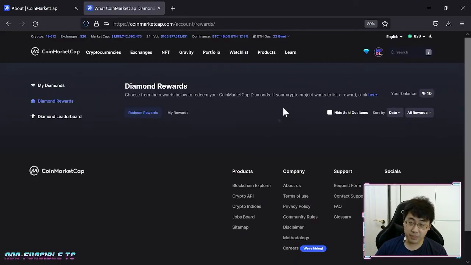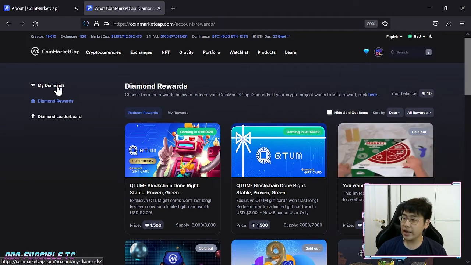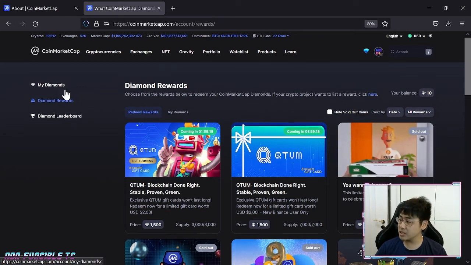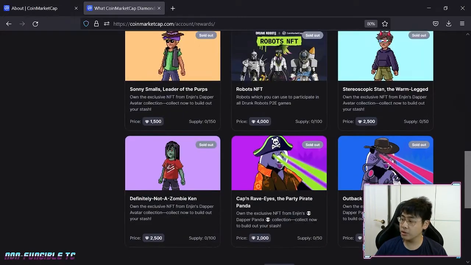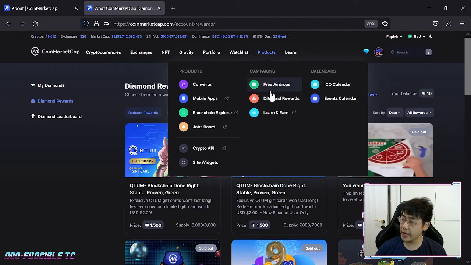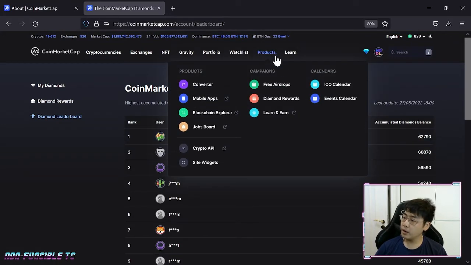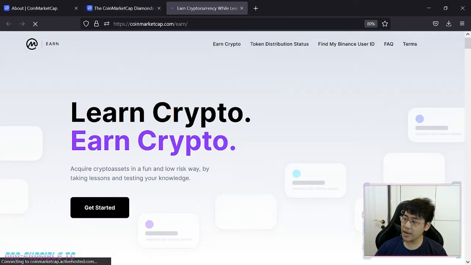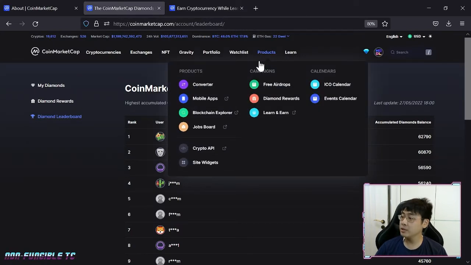Diamond rewards is that if you participate in Gravity, which is a social media, or create watch lists and stuff like that, you can actually earn diamonds, and you can have sign-in bonus and stuff like that. And then using these diamonds, you can actually earn NFTs, or you could earn different types of perks, right? So this is unique to CoinMarketCap. Leaderboard is basically the people with the most diamonds, right? And they also have learn and earn. So from time to time, there's a chance you could actually learn different types of crypto, and then you could finish quizzes, and then you might have a chance to win airdrops, right?